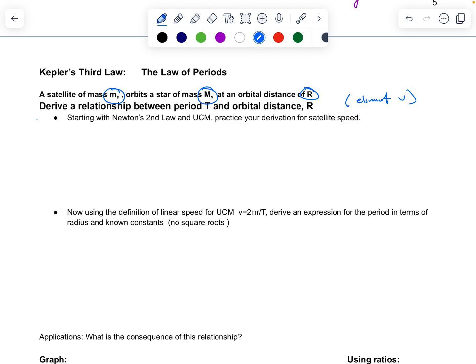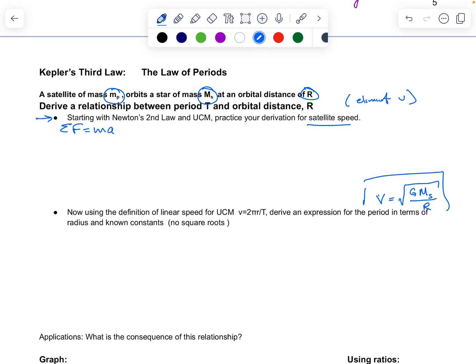So I'm going to invite you to start with Newton's second law and actually go through the derivation to get the expression for satellite speed. So pause the video, go ahead and try it, and then we'll double check our work. All right, you're back. Hopefully you did that. You should have ended up with the satellite speed being equal to the square root of big G, mass of the star or the central object, divided by R, not squared. That is our expression for the satellite speed.